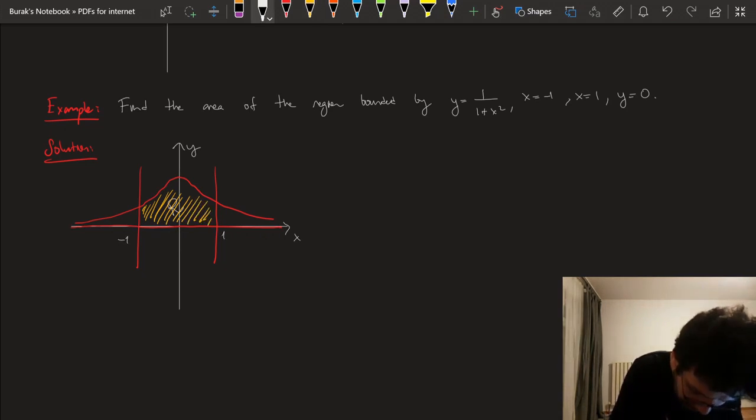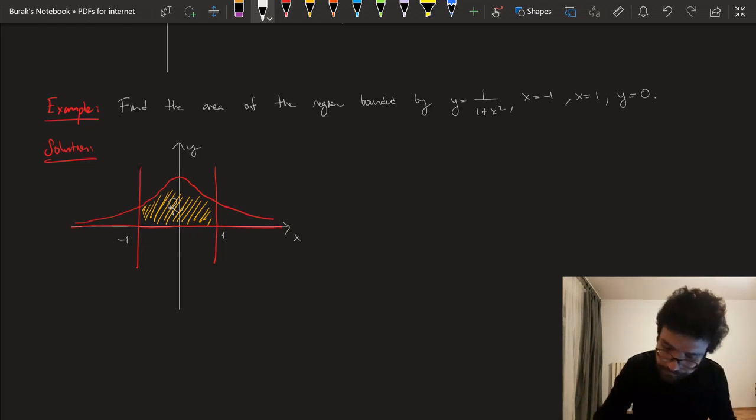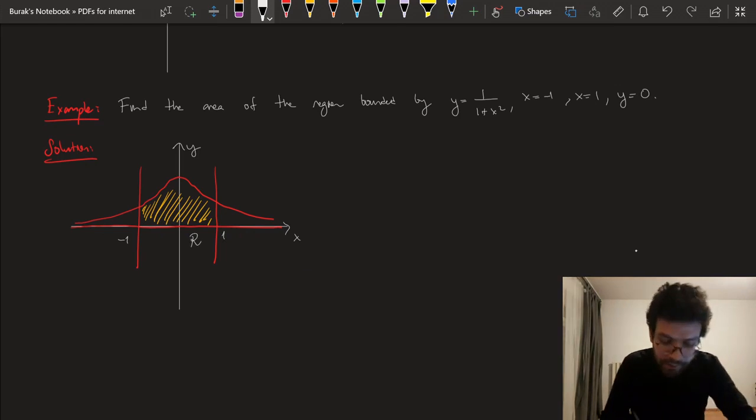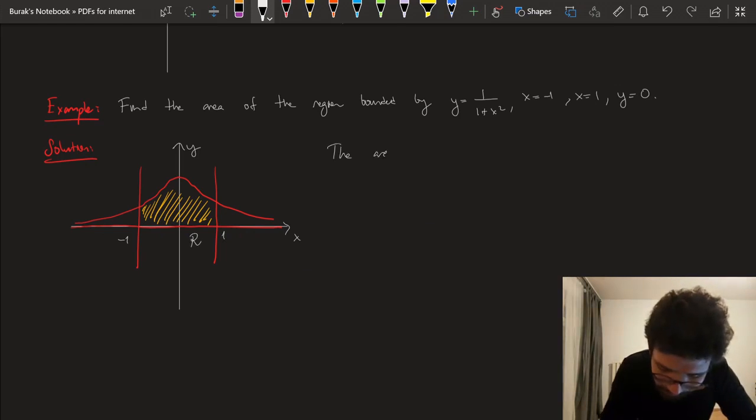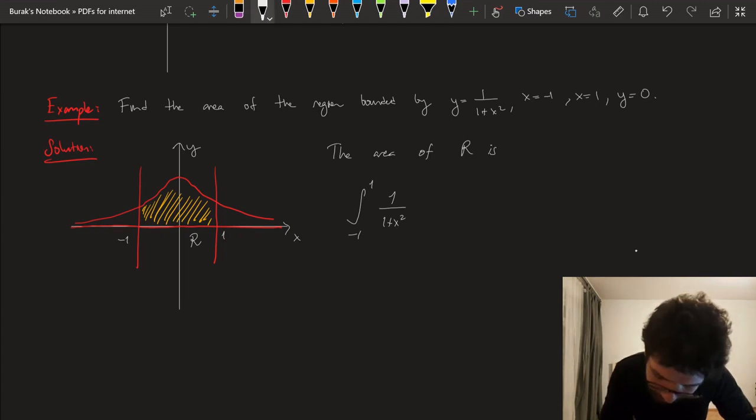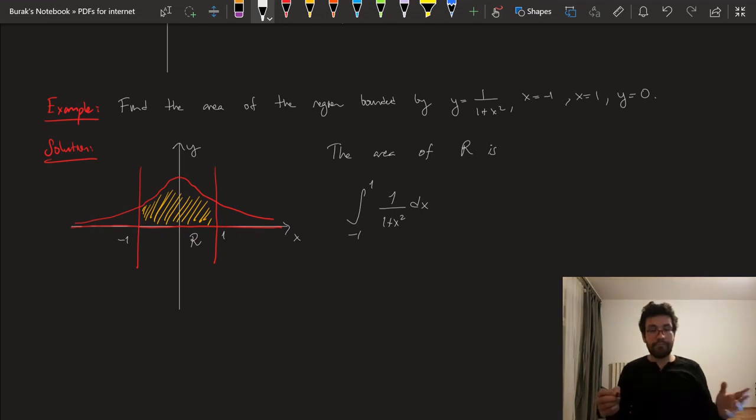Let me name this region R. So the area of R is, by the geometric interpretation of the integral, supposed to be the integral of this function from -1 to 1. Now, how do you find this?